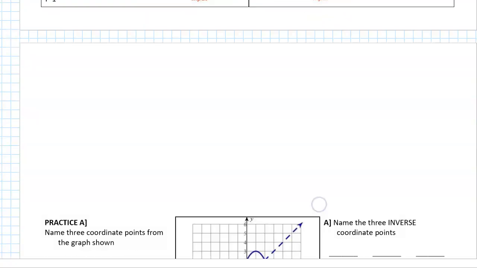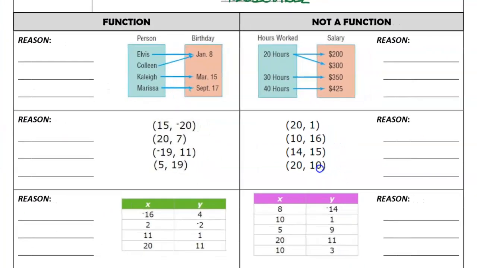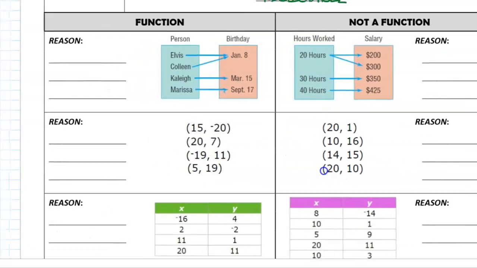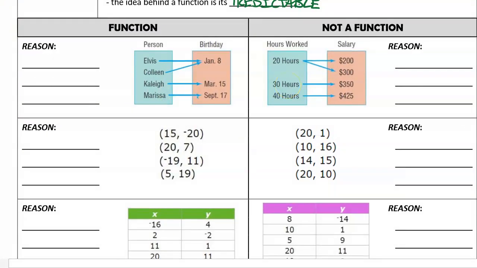Zooming in a little bit. We have some examples of a function and not a function in all of our different methods. So as you can see here, we'll start off with a variation of a mapping diagram using some real-world data. An example of a function here is a person's name mapping to their birthday. This is in fact a function.